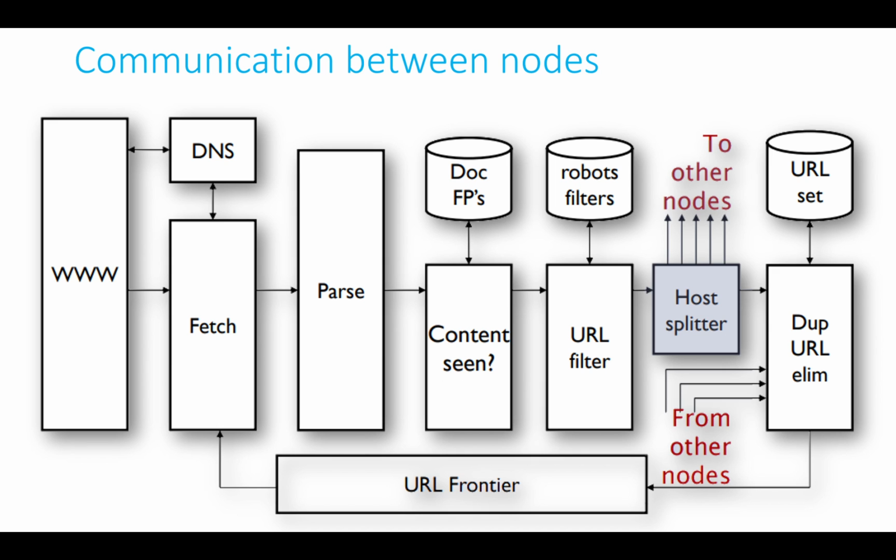This is basically the same diagram again. The only thing is we have the host splitter. So once we have the URL filter, you could distribute it to different hosts to go and process. And all of these hosts will do the exact same thing that you see here, and it's going to put it into the duplicate URL eliminator. Once the duplicates have been removed, it will go back to the URL frontier.